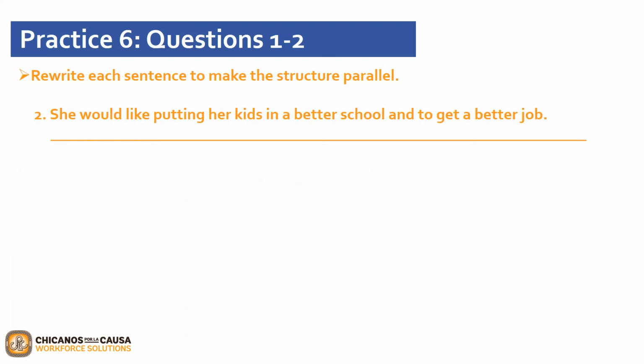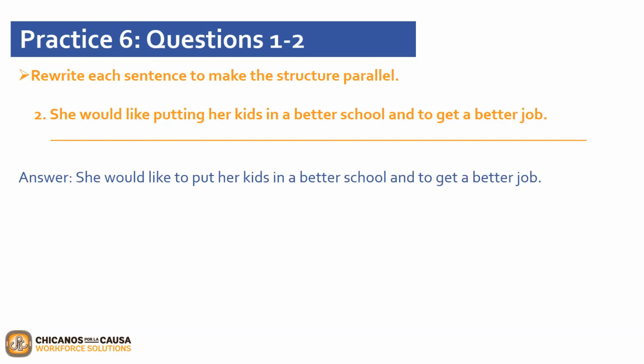The second question states, she would like putting her kids in a better school and to get a better job. How would you rewrite this sentence to make the structure parallel? There are several correct answers for this question. One of the ways that you can correctly rewrite this sentence is, she would like to put her kids in a better school and to get a better job.